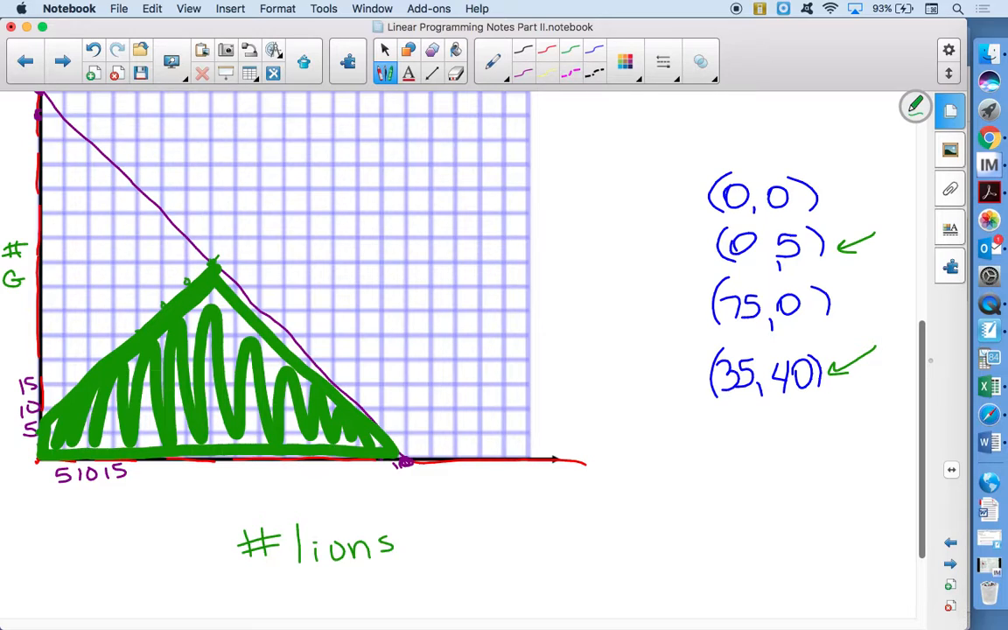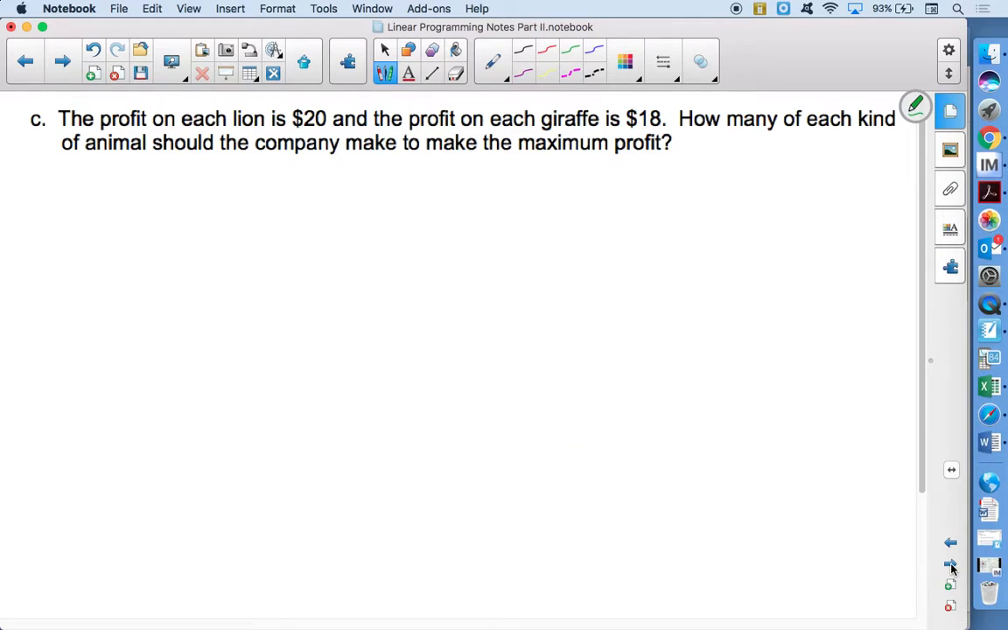I say 35, 40 is probably going to give us the most profit. So if you look at the last question, the profit on each lion is $20 and the profit on each giraffe is $18. How many of each animal should the company use to make a maximum profit? Can anybody give me the profit equation?